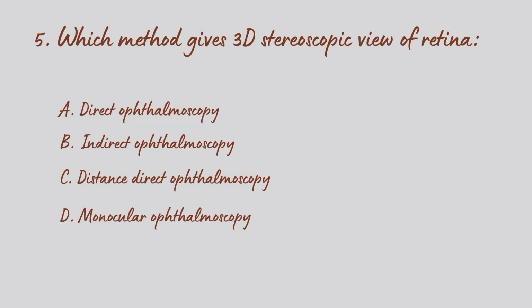Next question. Which method gives 3D stereoscopic view of retina? Option A. Direct ophthalmoscopy. Option B. Indirect ophthalmoscopy. Option C. Distance direct ophthalmoscopy. Option D. Monocular ophthalmoscopy. Correct answer is option B. Indirect ophthalmoscopy.